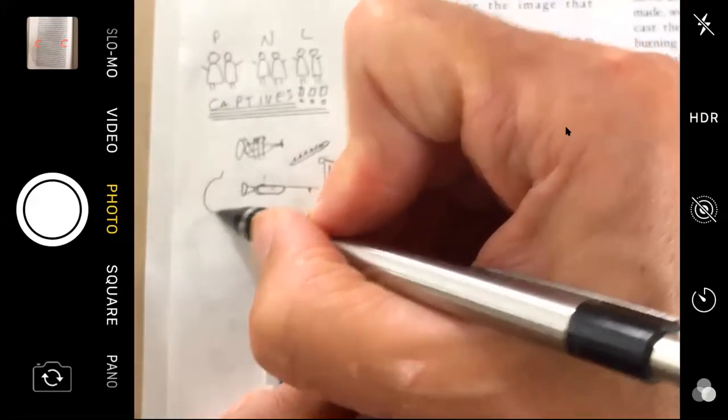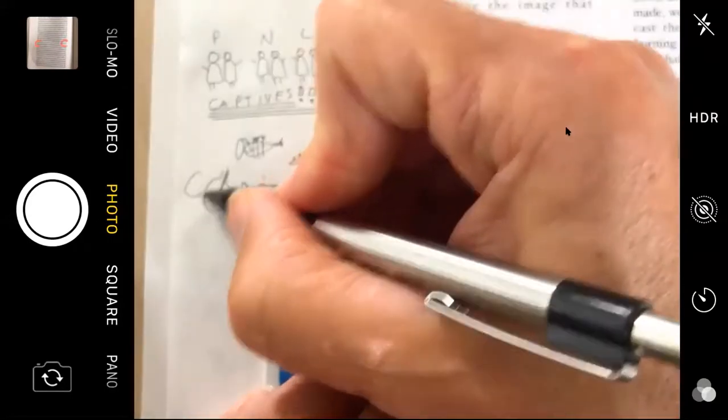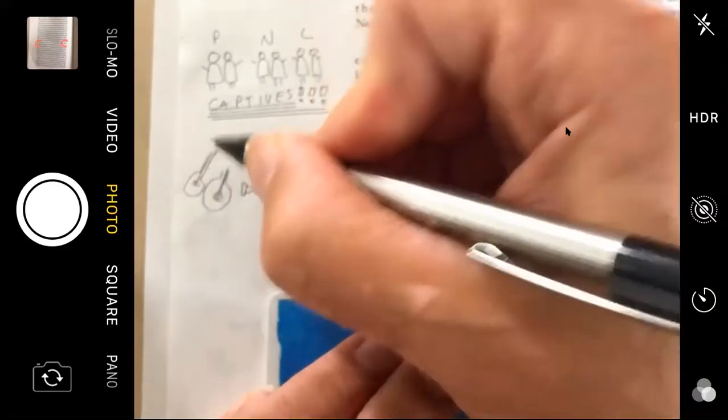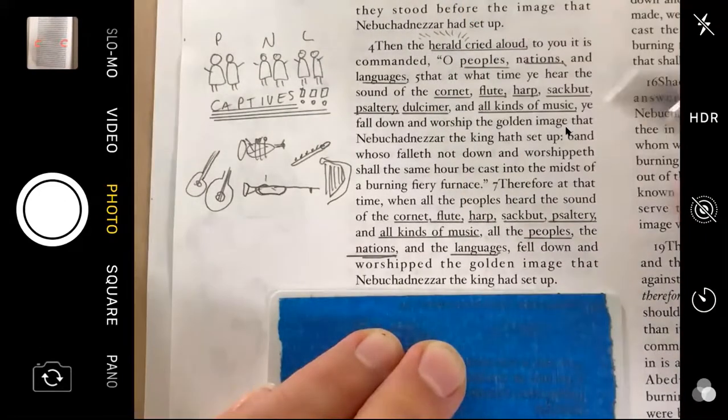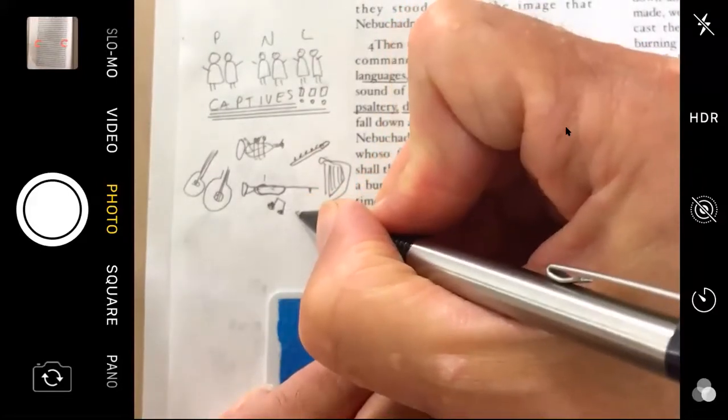Psaltery, I think might be like a lute kind of thing. I'm not quite sure. Dulcimer is another thing that could be like a hammer dulcimer. I just drew that. And then all kinds of music, so I'll put music notes. Of course, this was long before musical notation was invented.